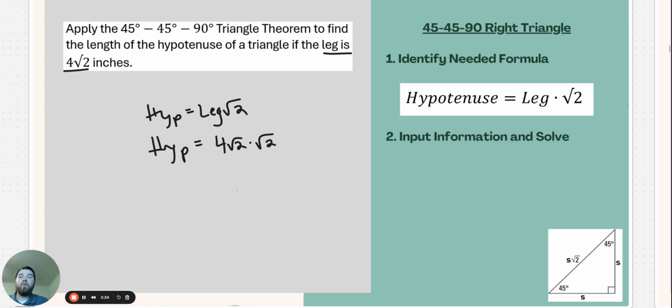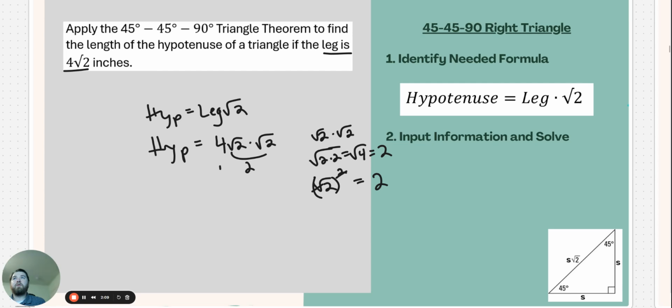Well, to get rid of that square root of 2 times square root of 2, there's a couple of ways you can look at it. One, you could look at it like square root of 2 times 2, which is just square root of 4, which is just 2. You can also look at it as square root of 2 times square root of 2 is square root of 2 squared, and now the square root and the square cancel out, leaving you with just 2. There's a lot of different ways you can look at it, but all I know is that this is going to come down and now be 2. And so it's going to be 4 times 2. When I do that, my hypotenuse is just 8 inches. And that's going to be that value there.